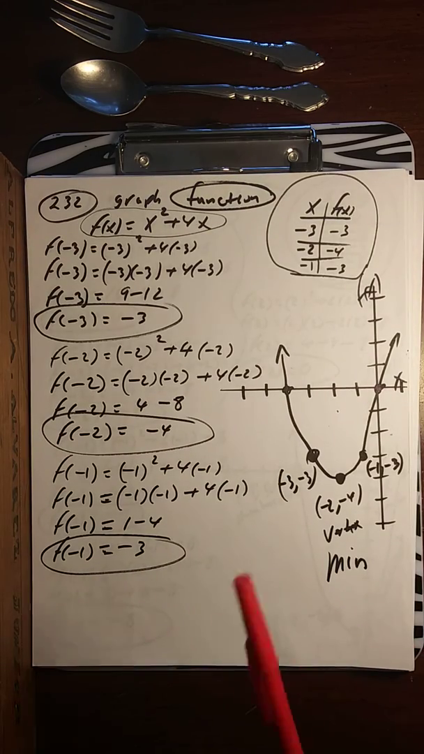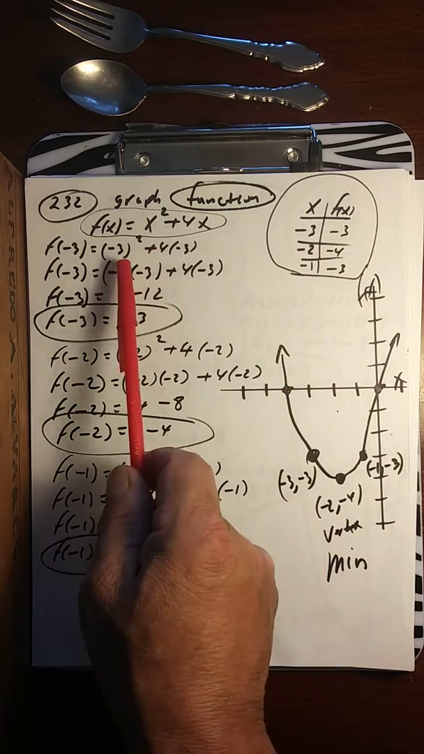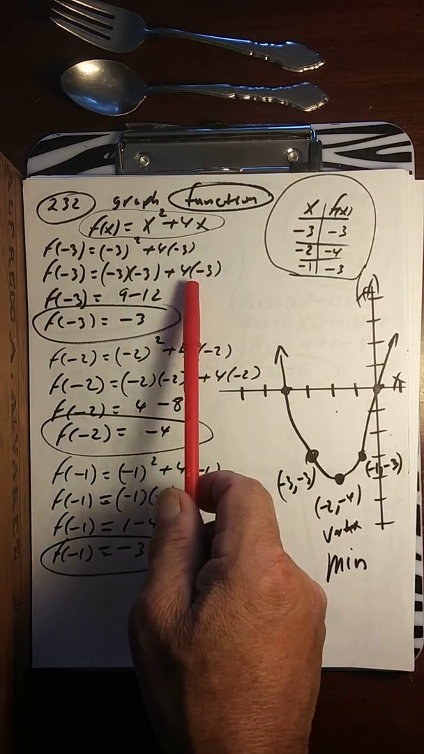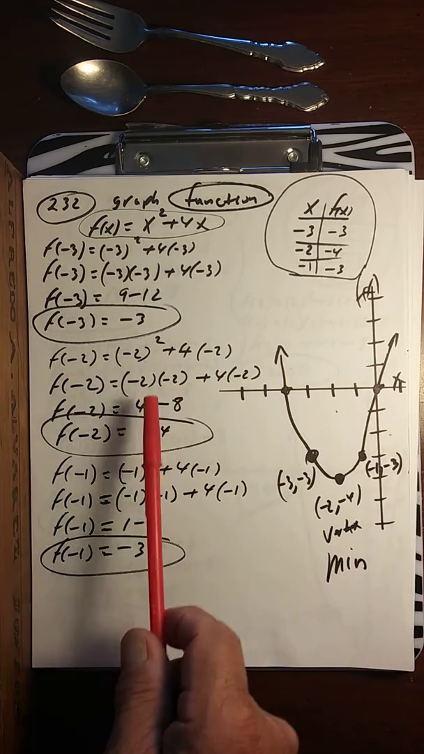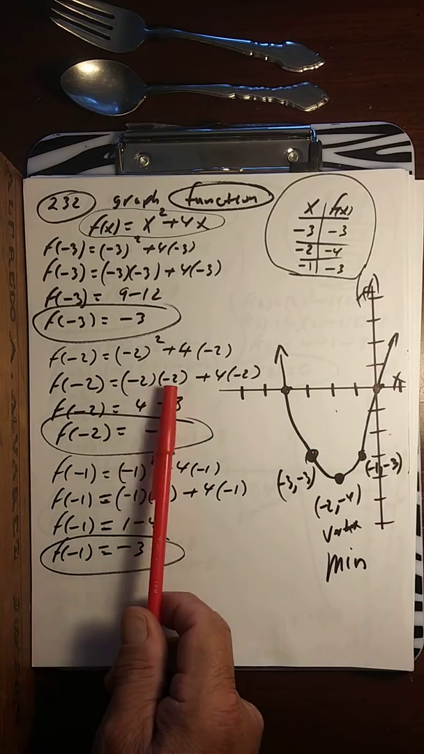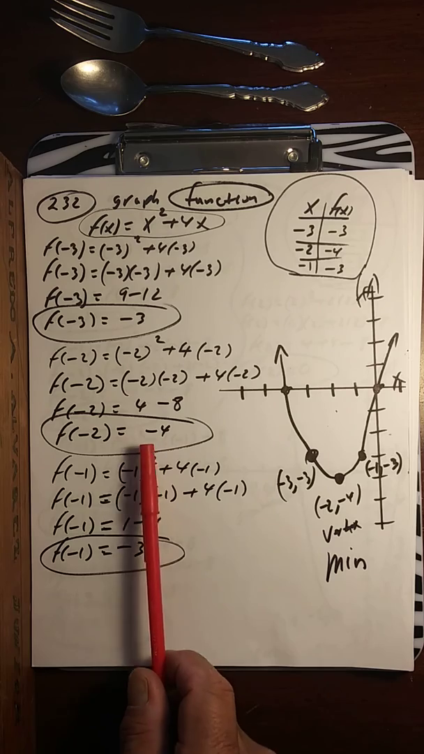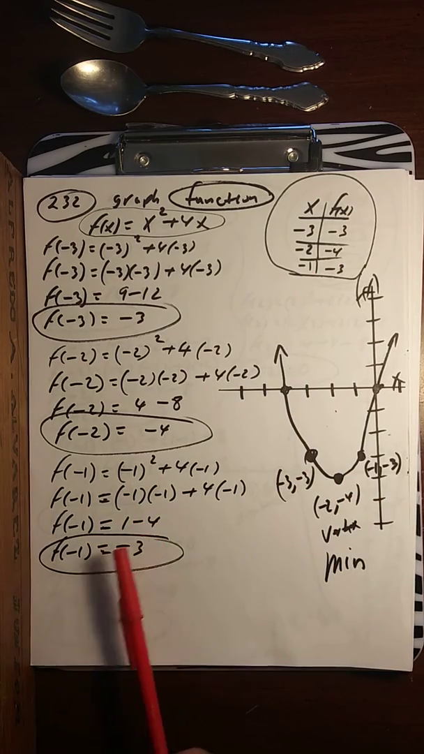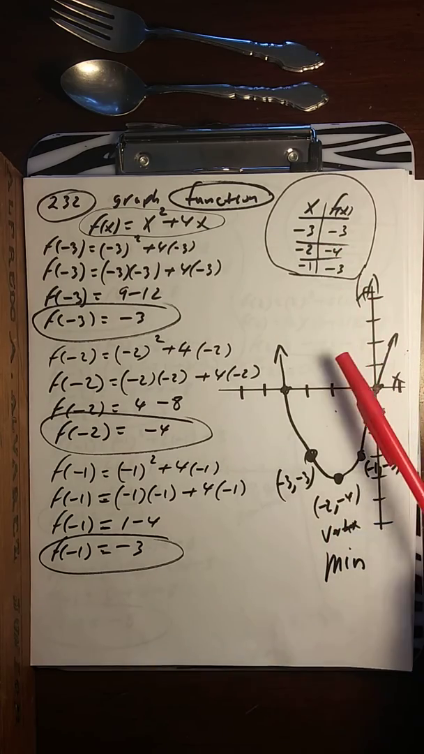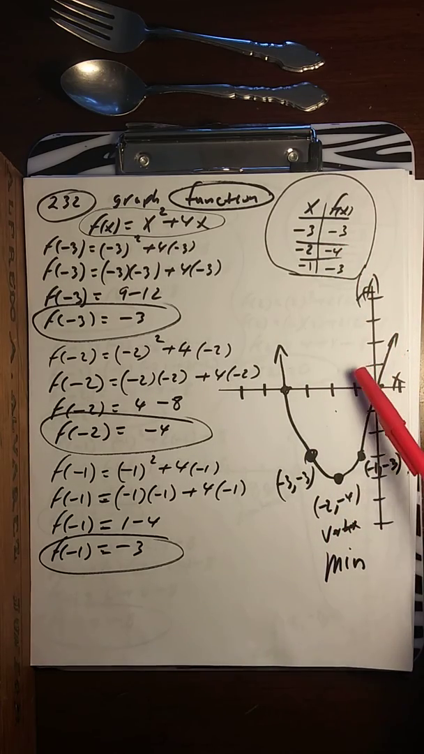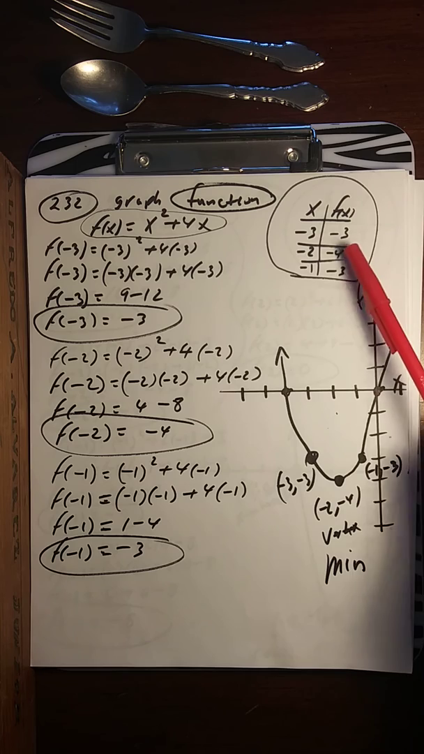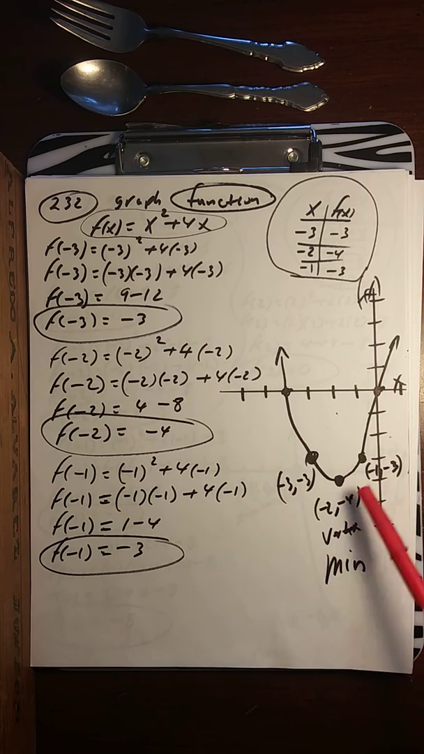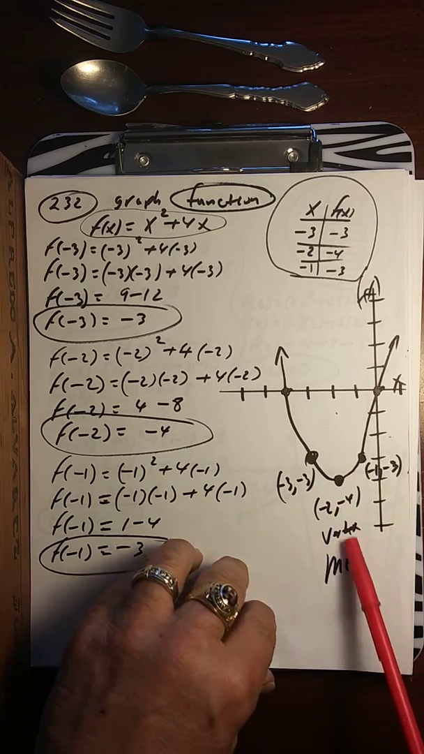Graph the function. Put some numbers in there. Put negative 3 in there. Negative 3 times negative 3 is positive 9, and that's going to be negative 12, so that's going to be negative 3. Put negative 2 in there, so it's going to give you 4 minus 8, negative 4. Then put a negative 1 in there. Negative 1 squared is 1, 1 minus 4 minus 3. So we have negative 3 and negative 3, negative 2 and negative 4, 1 and negative 3. So it goes through there. And again, this is a min. It's a vertex right there, the min.